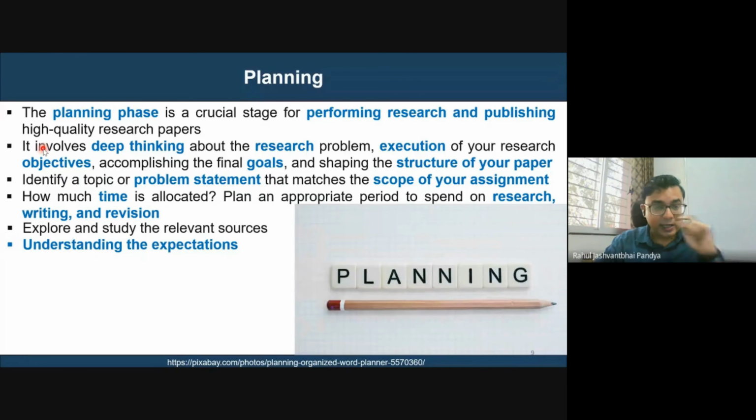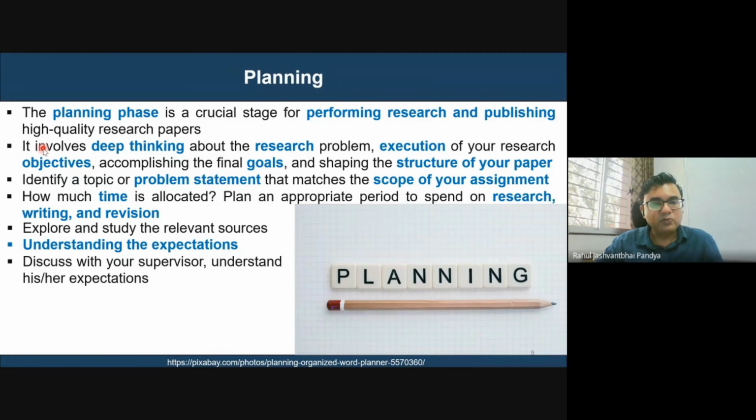Sometimes we have to understand the expectations of the person with whom we work, right? So we have to discuss with our supervisors and understand their expectations. That could be funded projects, so it cannot go randomly in any direction. We have to stick to the funded project's objectives, right?